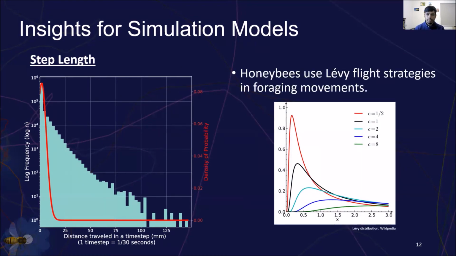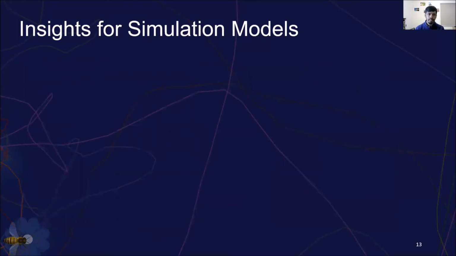These simulation models usually use Levy-Flight distribution to model step lengths. Levy-Flight distribution has a higher frequency of shorter steps and a lower frequency of long steps, as shown in the plot on the right. And by comparing these two plots, we can see that data collected from honeybee tracks also follows a Levy distribution, which is used to model honeybee movements in simulations.